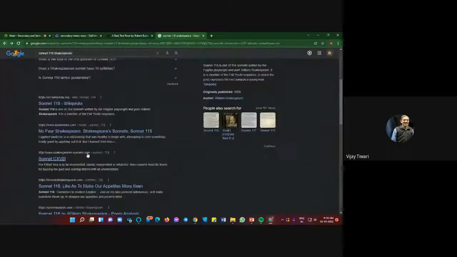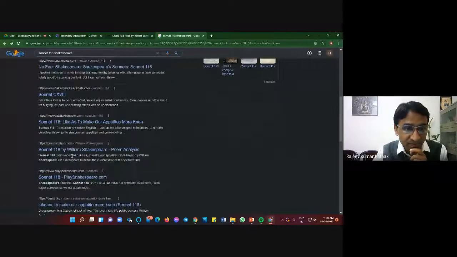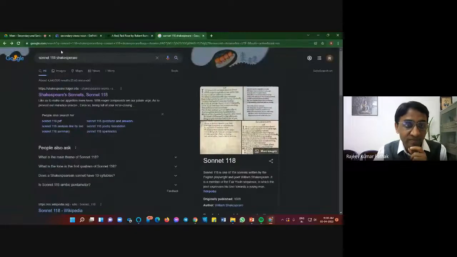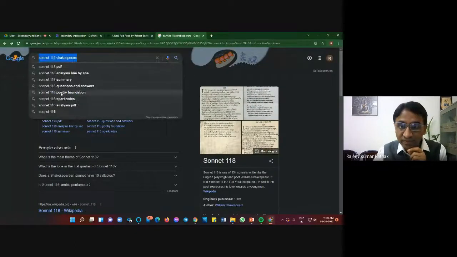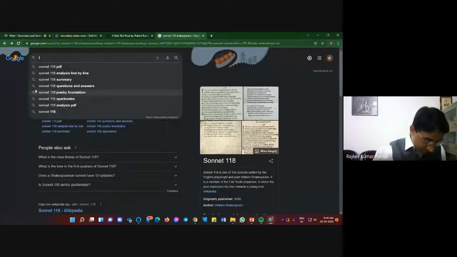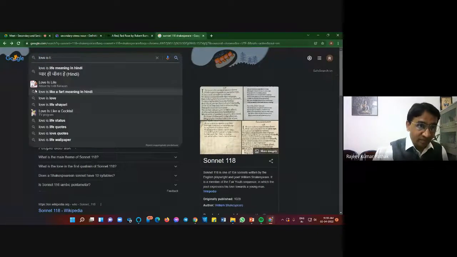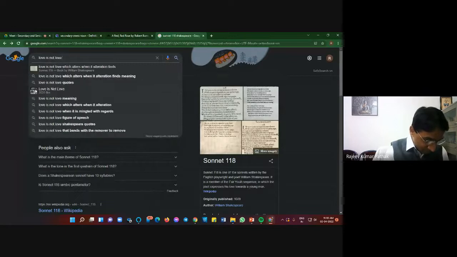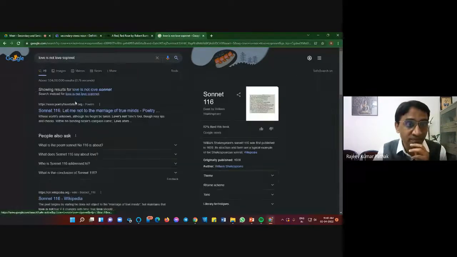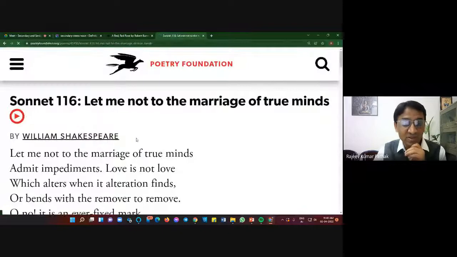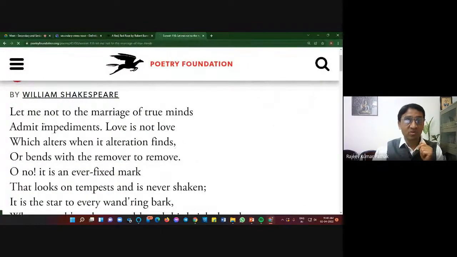It's not the correct page I'm landing on. Okay, this is Shakespeare's sonnet 116. Let me not to the marriage of true minds admit impediments. Love is not love which alters when it alteration finds. A popular sonnet of William Shakespeare. Now let us try to analyze this sonnet on the basis of foot.